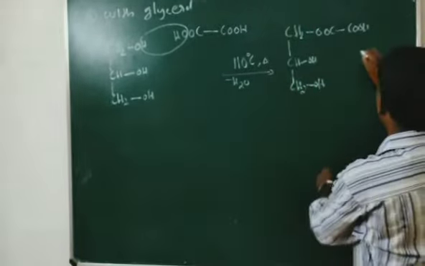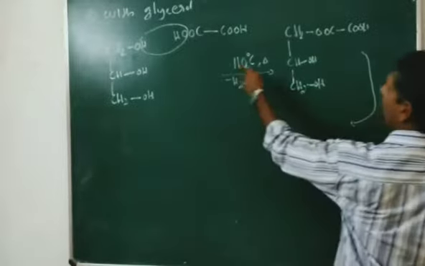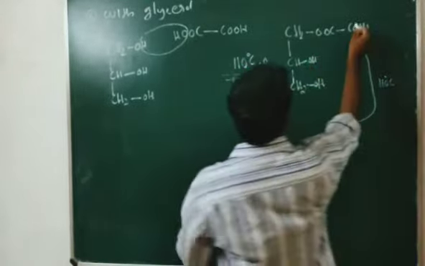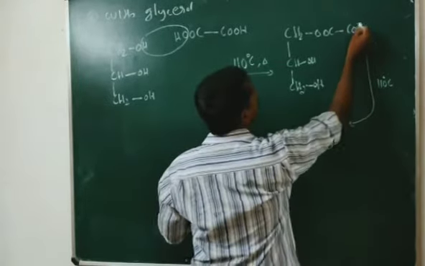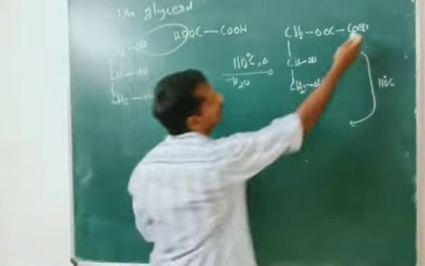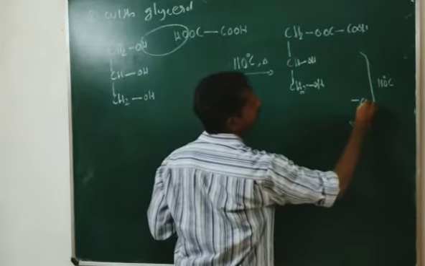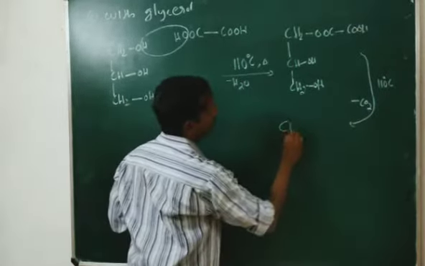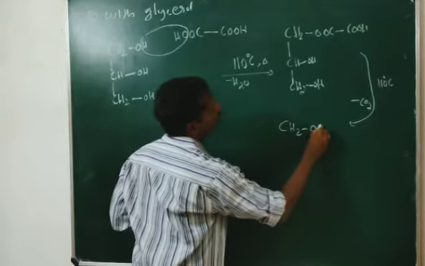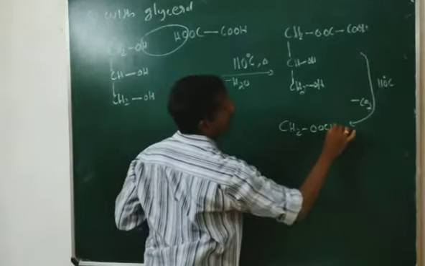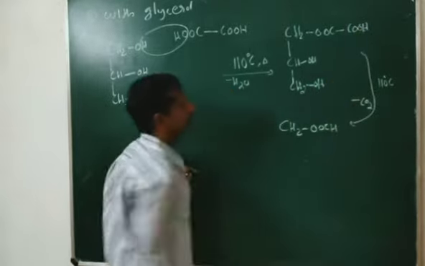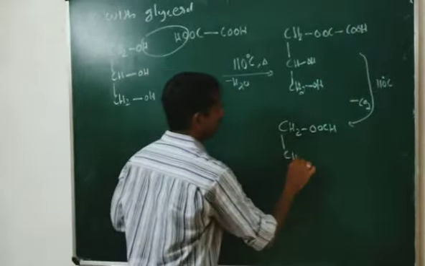Okay, now you can see that at the same time, at the same temperature, again 100 degrees Celsius, one molecule of carbon dioxide will also be eliminated. That means here it is minus CO2. Here CO2 is eliminating, and what we get is a structure like CH2OOC, and this H is here.